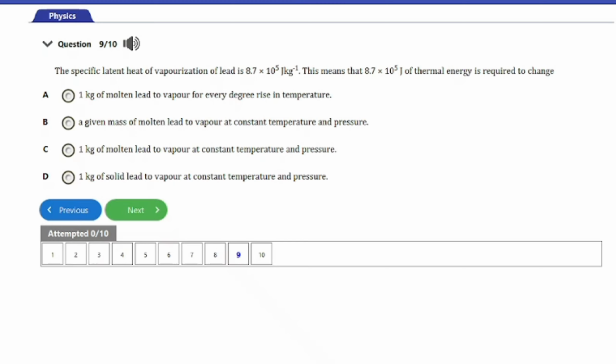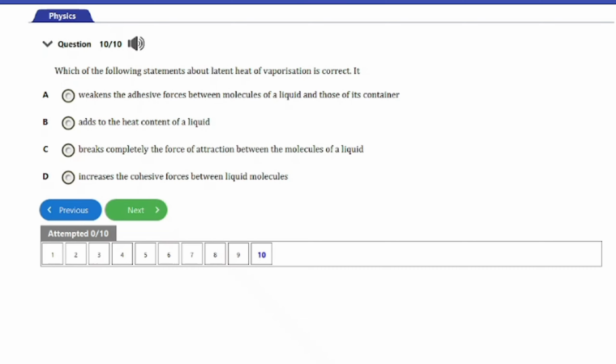So guys, the answer to this question is option C here. The specific latent heat of vaporization being 8.7 times 10 to the power of 5 means that this 8.7 times 10 to the power of 5 joule of thermal energy is required to change 1 kg of molten lead to vapor at constant temperature and pressure. So that's it for this question. Let's go ahead and consider the next and last question, guys. So that's question 10 here.